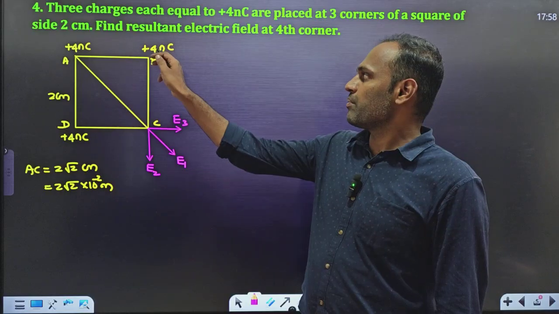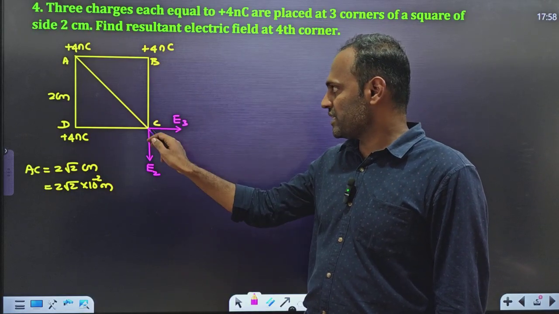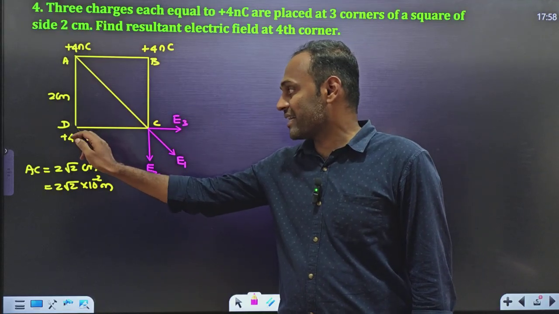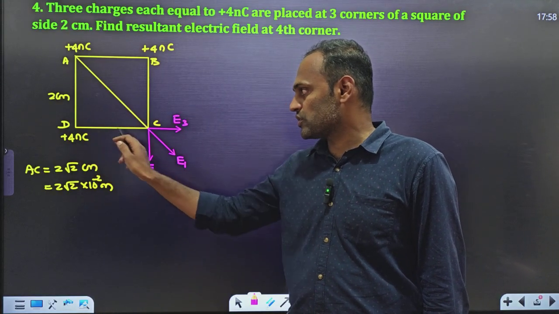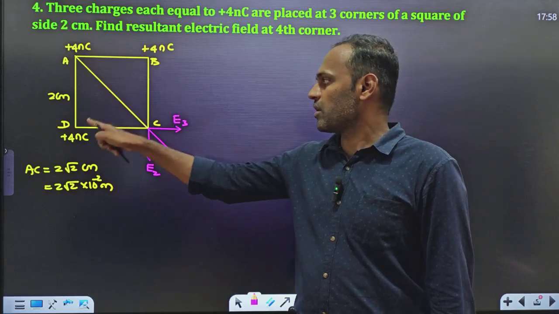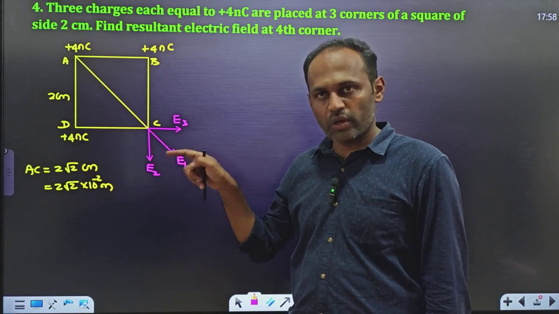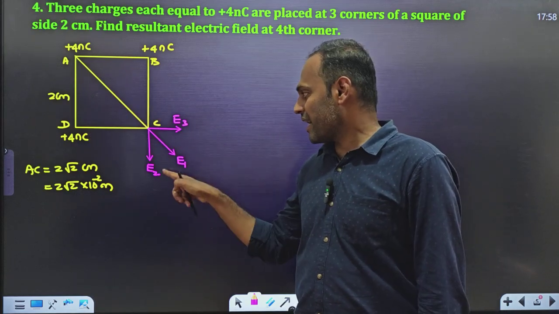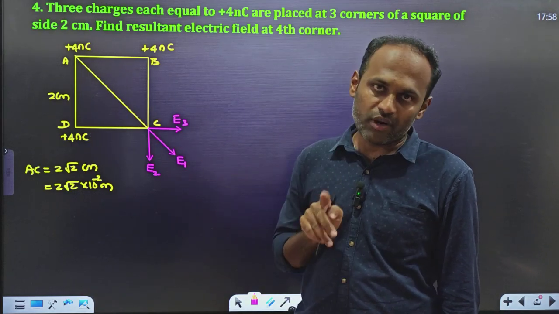See, the charge at B is 4 nanocoulomb. The distance of C from that B is 2 centimeter. The charge at D is 4 nanocoulomb. The distance of that D from C is 2 centimeter. 4 nano, 2 centimeter, 4 nano, 2 centimeter. So the electric field of this charge and this charge has to be the same. So E3 and E2, these both will be equal.